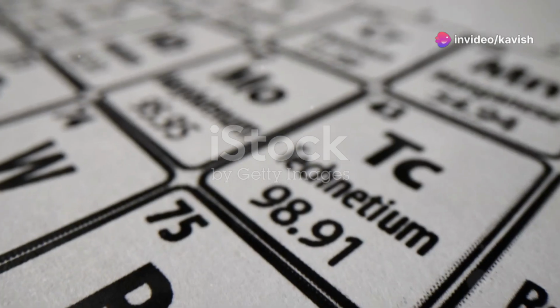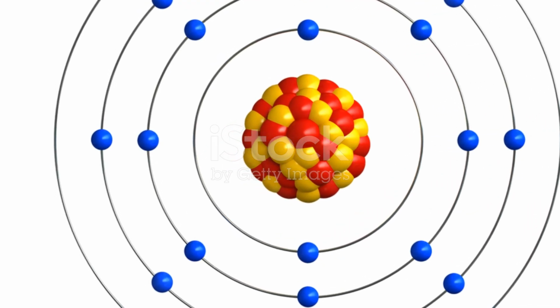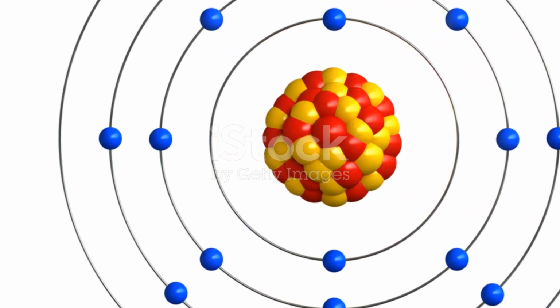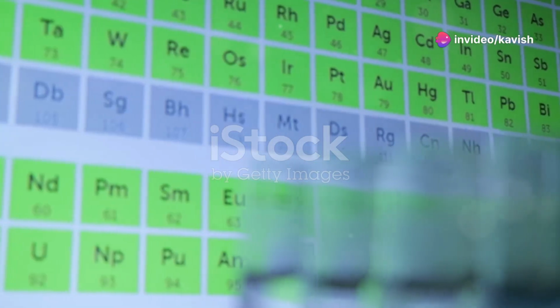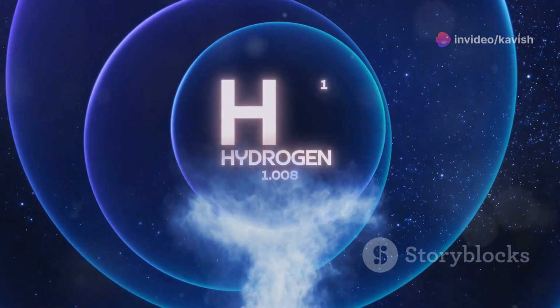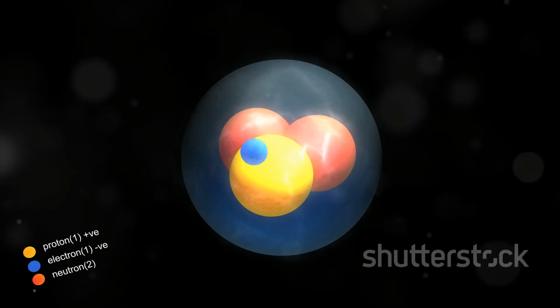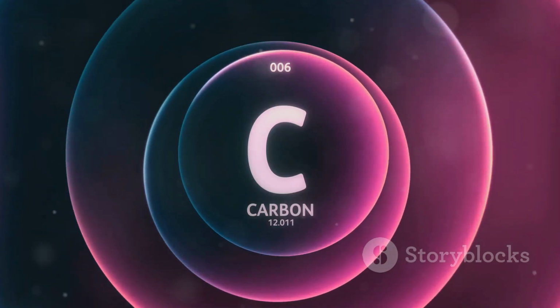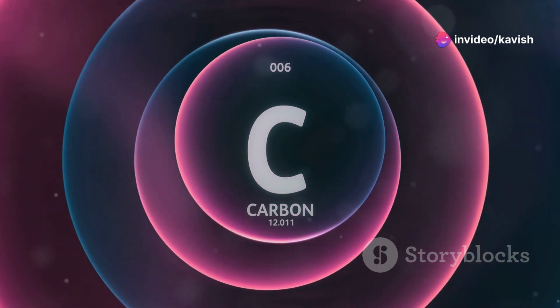Each element has a unique atomic number. This number tells us how many protons are in an atom's nucleus. Protons are tiny particles with a positive charge. They determine the element's identity. For example, hydrogen has an atomic number of 1. This means every hydrogen atom has 1 proton in its nucleus. Carbon has an atomic number of 6, so every carbon atom has 6 protons.